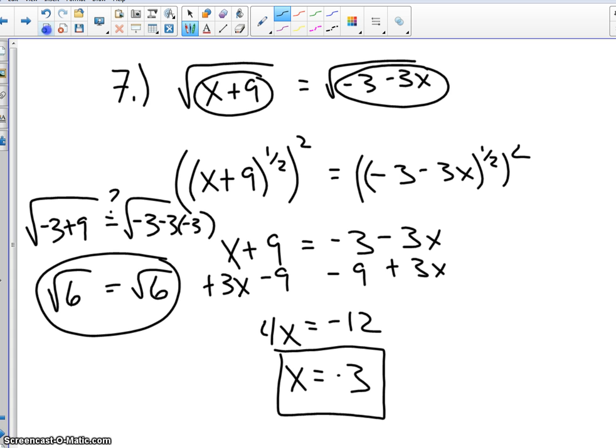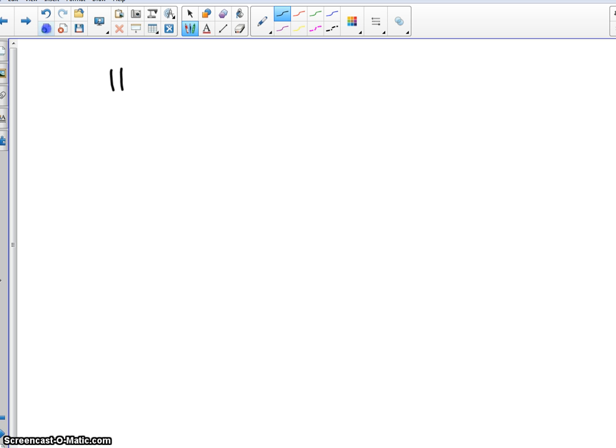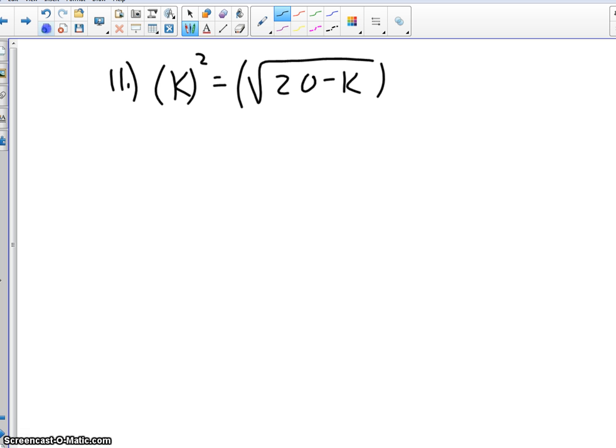One last problem we're going to go through. You'll have, again, some time to work through these. These are just some notes. When you get down to the back page, there are some items to take a look at. Number 11, for example. Now what you have is a variable on the other side. So we have k equals the square root of 20 minus k. Same thing as we've been doing: to get rid of the radical, you're going to square both sides.